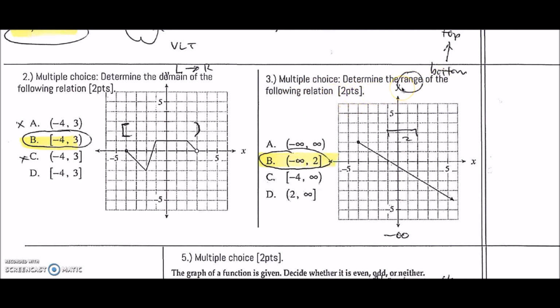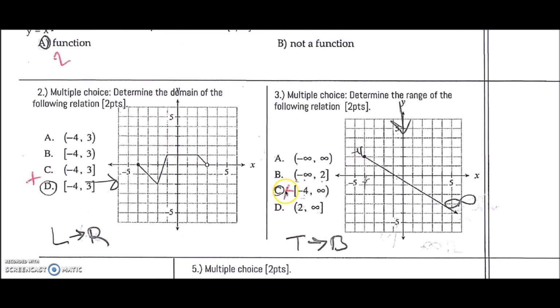Number 3 says determine the range of the following relation. So range refers to the y-axis, and the direction we talked about is going from bottom to top. So notice how I labeled down here, these are negative numbers. Really far down, that's negative infinity. As you go up, the first thing you're going to touch on the graph is this arrow. So that's telling you from negative infinity, and as you move up, the last thing on the graph is here on the y-axis at 2. And so it's a closed circle, you're going to use a bracket. So start here, negative infinity to 2 is your answer. Remember, 2 is included, closed circle, that's a bracket, and your choice is B.